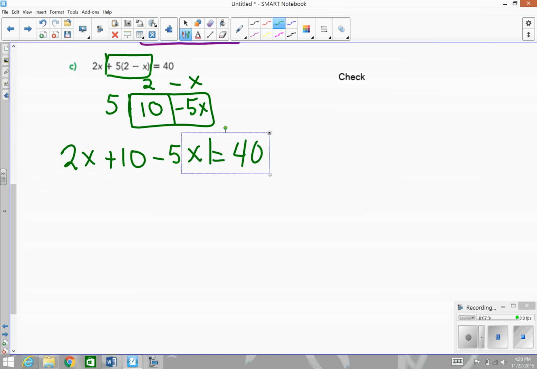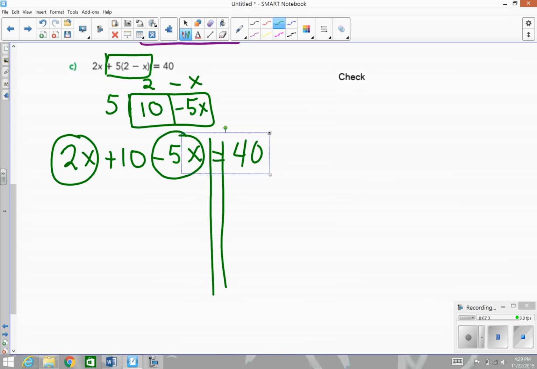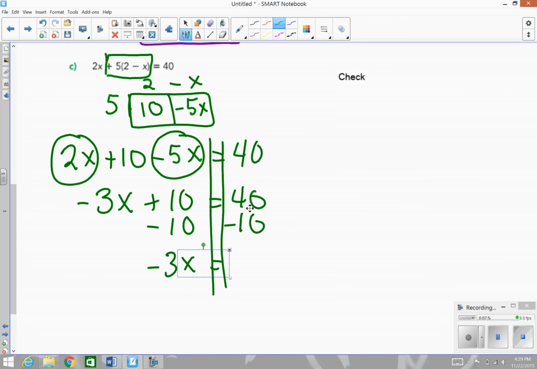Okay, now just like the last one, combining like terms is what needs to happen first. So I have 2x minus 5x, or 2x plus negative 5x. That leaves us with a negative 3x plus 10 equals 40. Subtract 10 from both sides, because again, you want to take care of that addition and subtraction first, leaving the x term alone. We're going to copy down the negative 3x. 40 minus 10 is 30.